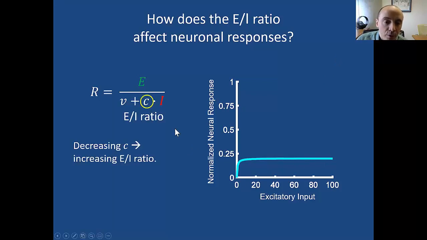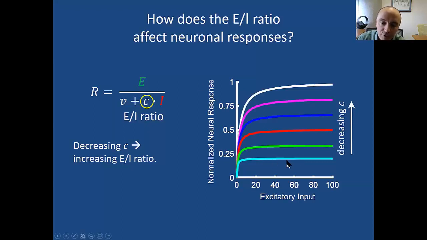And if we focus on this parameter C here, which you can think of as a volume knob on the level of excitation to inhibition, then if we decrease C, we increase the EI ratio, because as you decrease C, the numerator gets smaller. And what that does to the neural responses is increase the level at which the responses saturate. So with less inhibition, the responses saturate at a higher overall level of activity than if the inhibition is stronger.